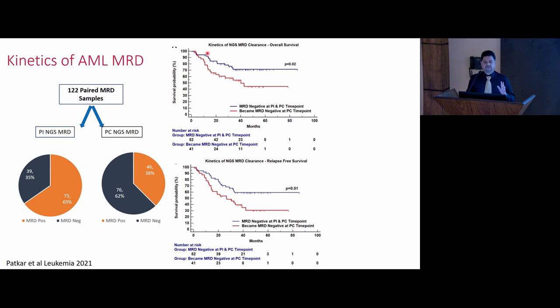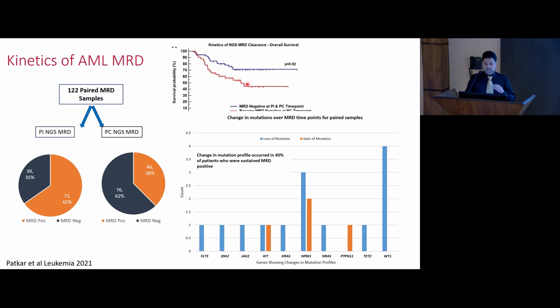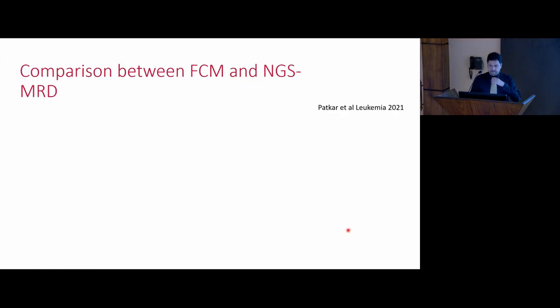So patients with persistent MRD negativity had better outcomes as compared to patients who were subsequently positive and then became negative, and so on. We also found that in some of the patients you could see a change in mutational profiles. For example, a new KIT appeared, an NPM1 mutation appeared, one patient had a PTPN11 mutation appear, and so on.